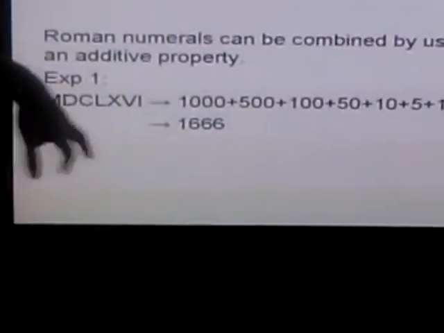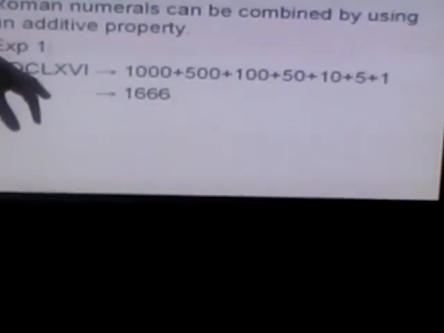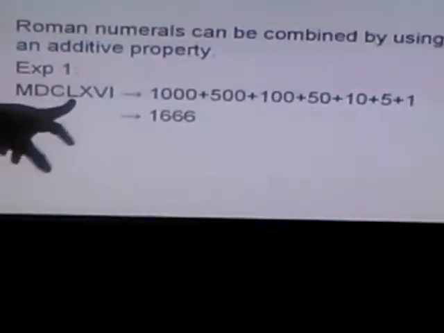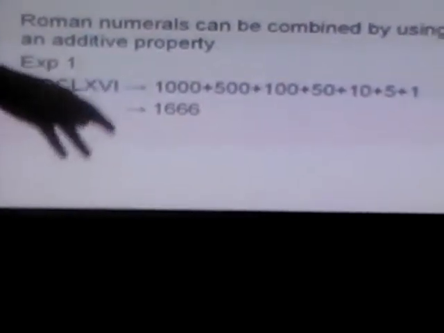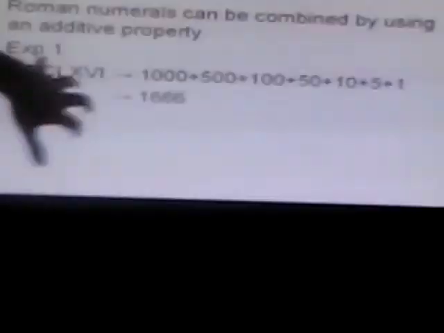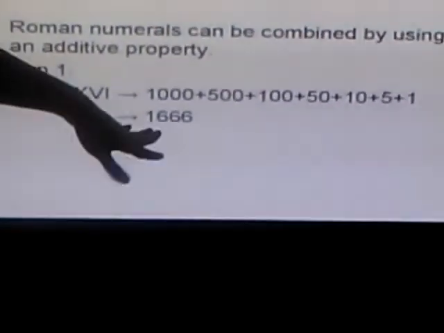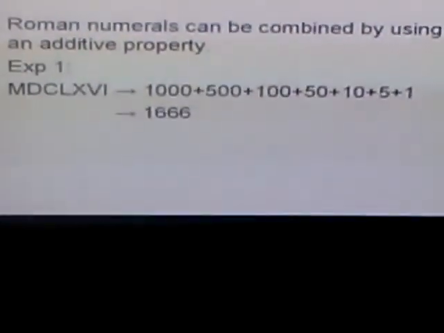The M represents 1,000, the D 500, C 100, L 50, X 10, V 5, and I 1. So if we add all of them together, we're going to have 1666.